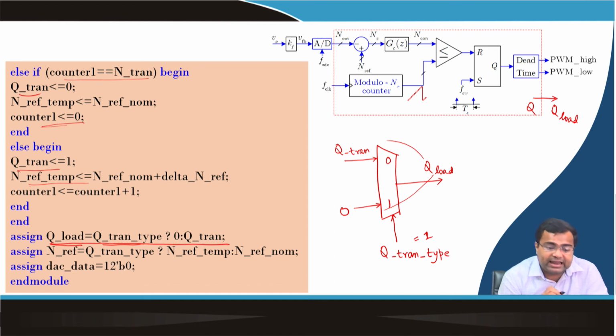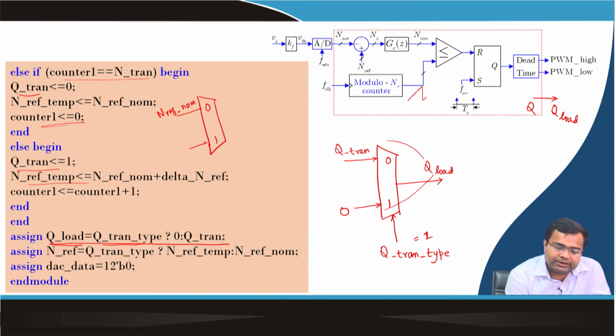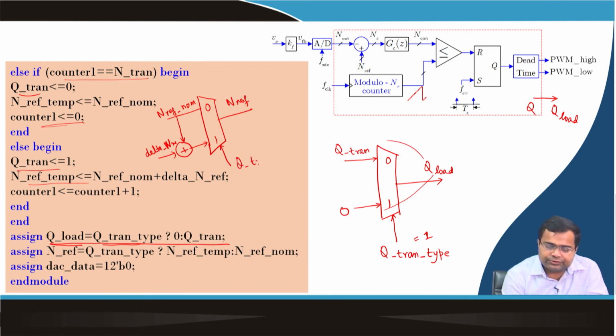Similarly, here we are making n ref. So, n ref again we are making like this, 0 and 1. 0 means it is your n ref nominal, and 1 means we are getting this value plus a delta n ref, and this is your n ref. Again the select line is Q tran type.